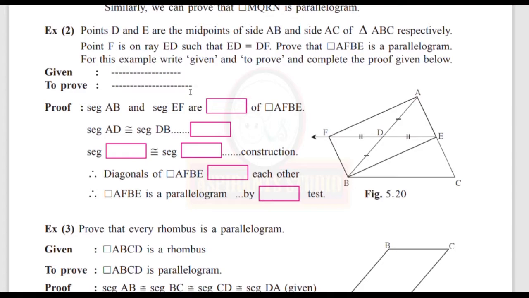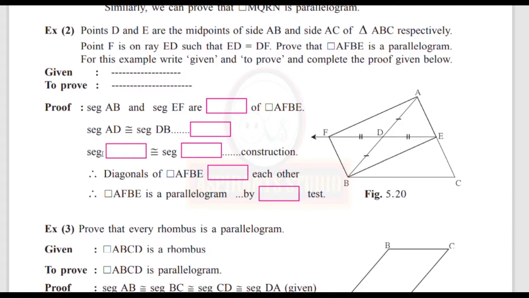Now coming to the proof. Segment AB and segment EF are the diagonals of quadrilateral AFBE. So in the first box you have to write the diagonals. Segment AD is congruent to segment DB. You have to write the reason. Since D is the midpoint of AB.